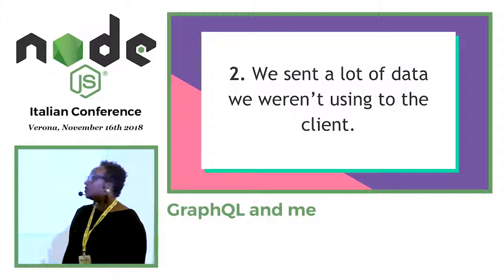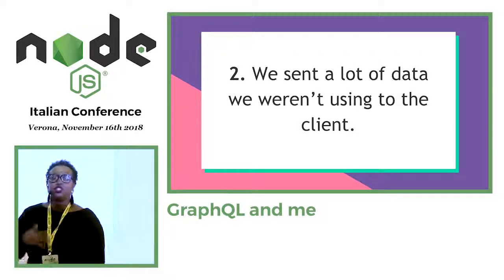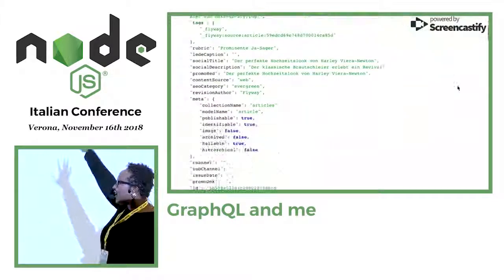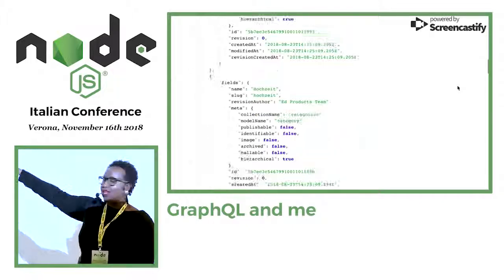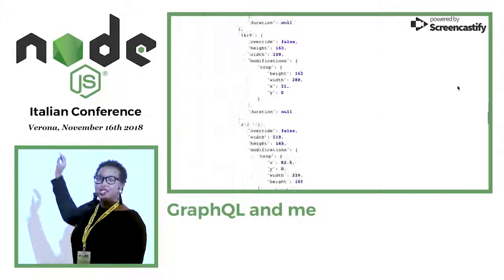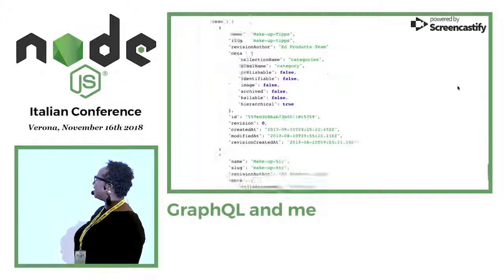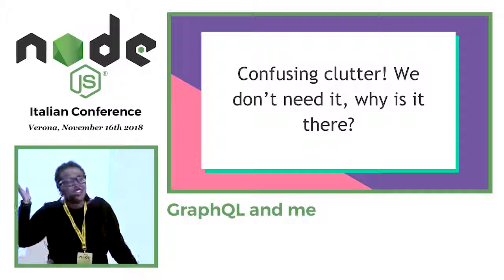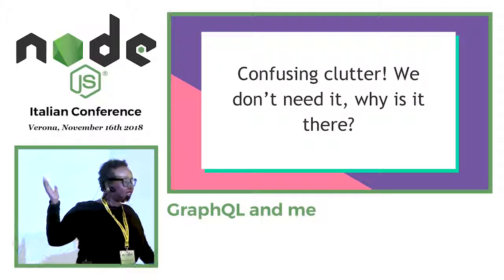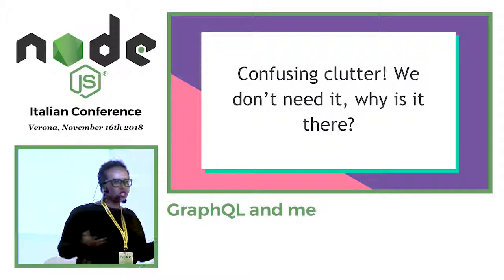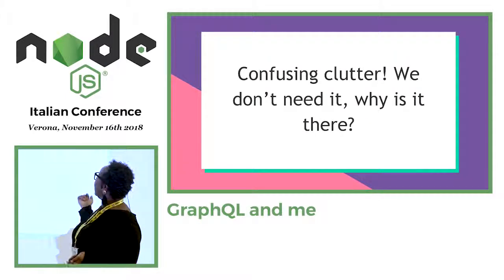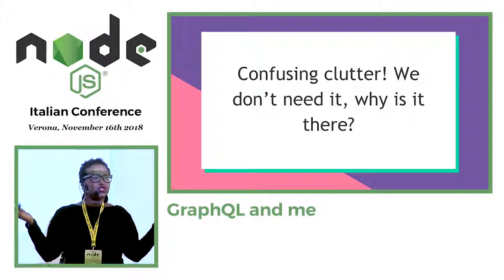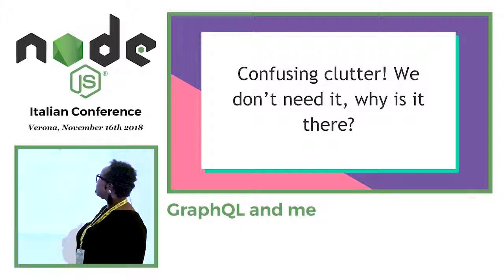Another problem we had was that we sent way too much data to our client. This is a GIF of one of our requests, and yeah, it's enormous. Why is this bad, you must be asking. It's confusing. What am I getting? It's hard to traverse this huge object, and I don't need all this information. Sometimes I'm just using one or two fields.